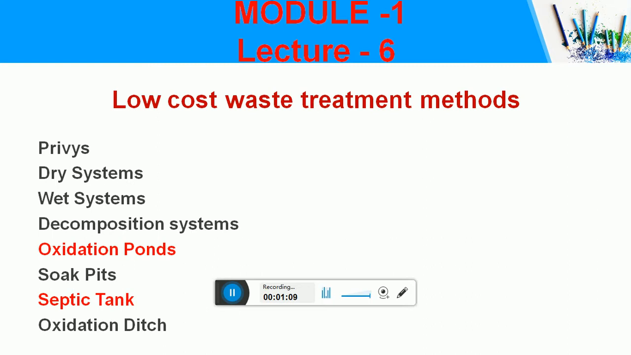For example, the privy and wet systems are made for community toilets in a village or a town where a few people share common toilet systems. Privies are used along with septic tank arrangements. Wet systems involve the flushing of water. Then we have decomposition systems.